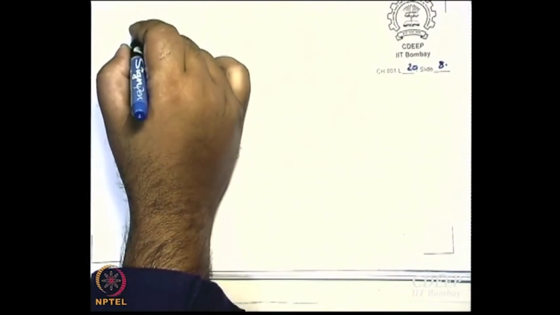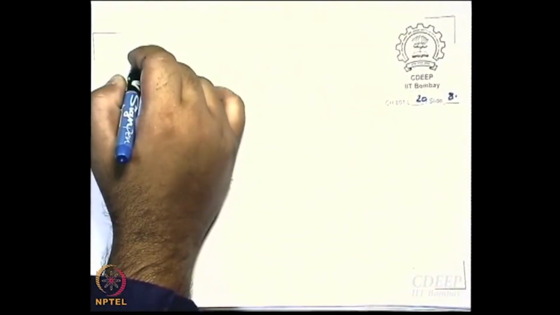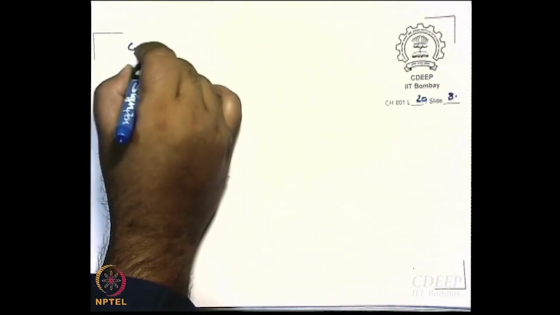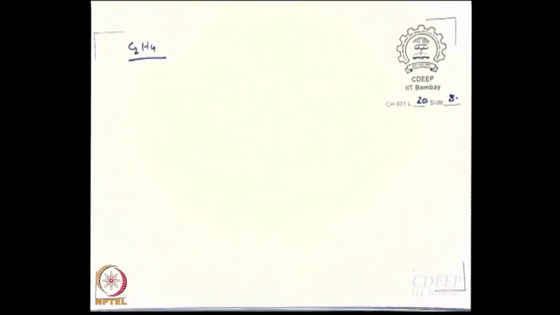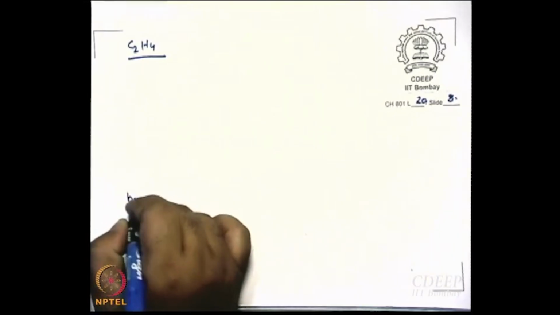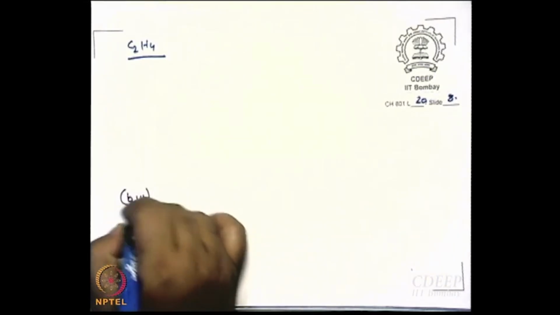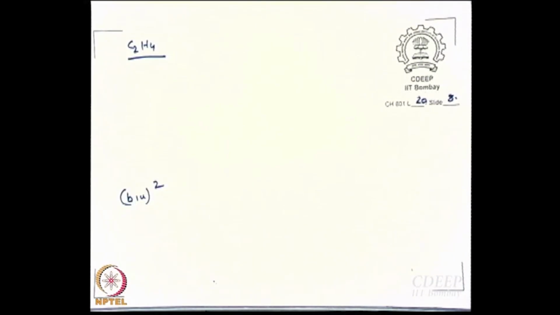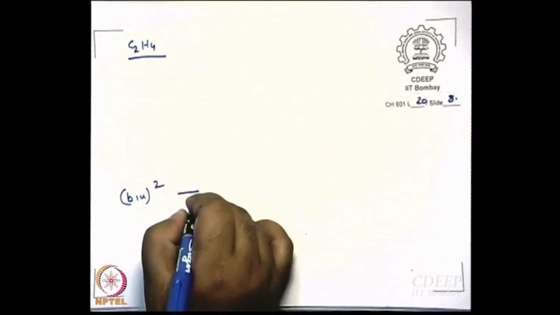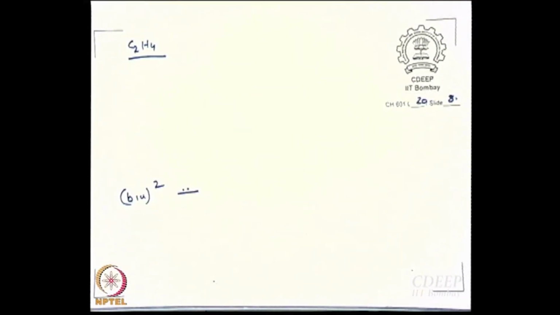Which molecule are we talking about? Talking about ethylene. What is the formula? We are not talking about acetylene. I get confused between ethylene and acetylene. So what is the ground state you said? B1U 2, right? What is the spin function? Alpha beta minus beta alpha.